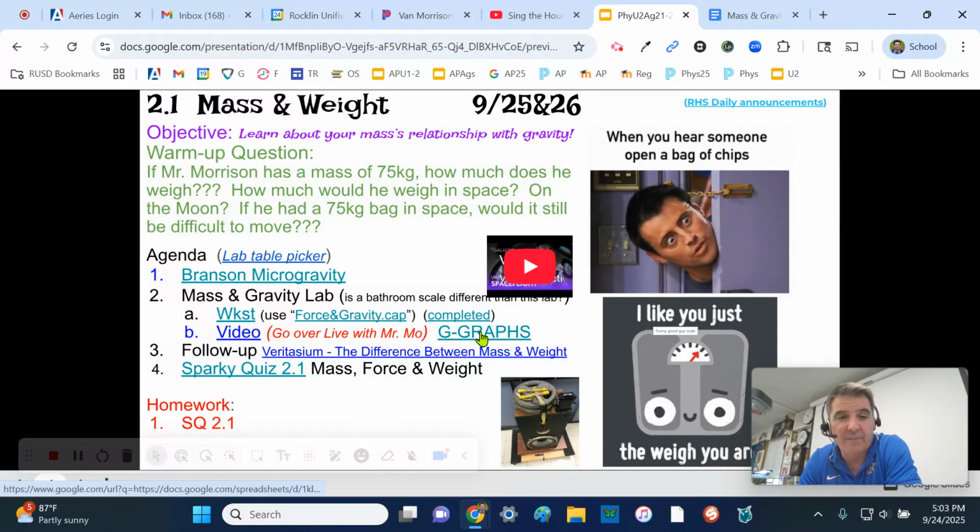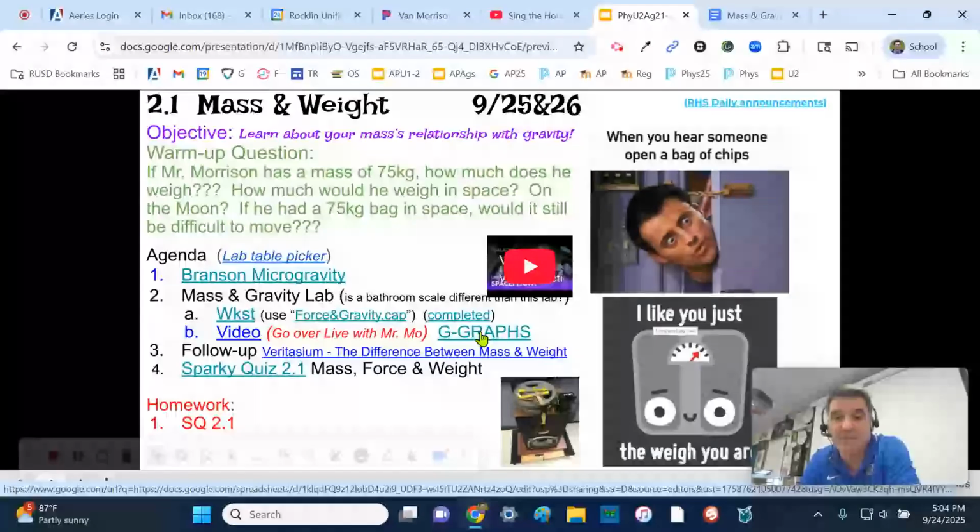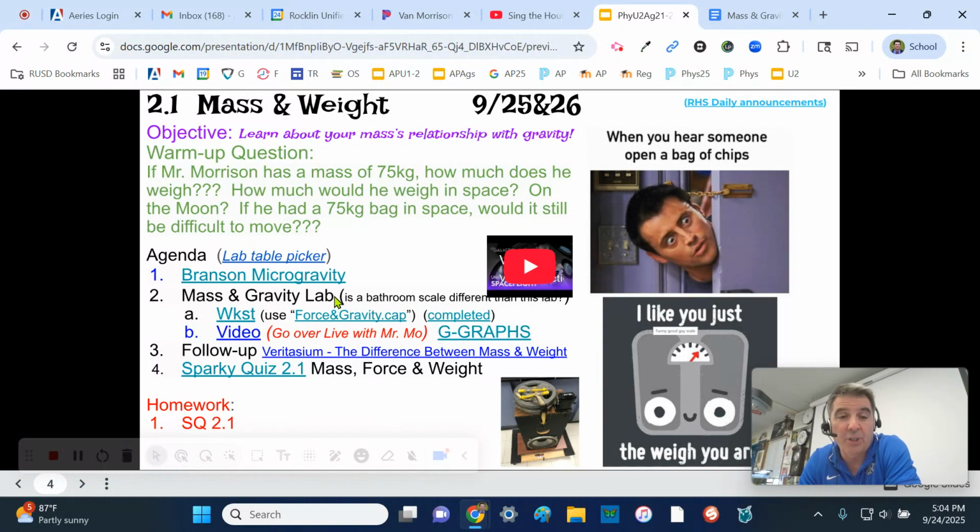Then we'll go over some graphs. After that, this video will end. I'm going to do the lab on this video, and then the video will end, and then you'll have an Edpuzzle on Veritasium. Derek from Veritasium talks about the difference between mass and weight. And then you'll have to do a Sparky quiz.